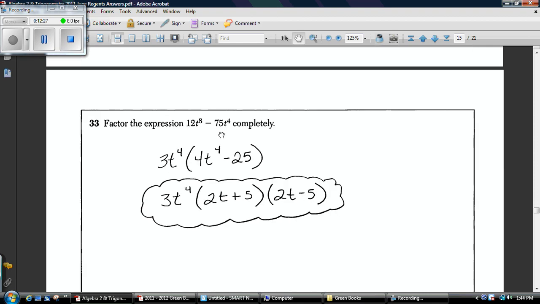Factor, well, what's the GCF? 3t to the 4th. Factor it out, you get 4t to the 4th minus 25. This is the difference of two perfect squares. Boom. 2t plus 5, 2t minus 5. And there's your answer.